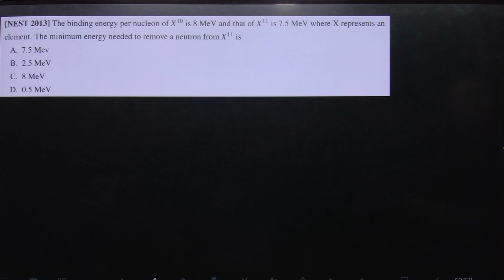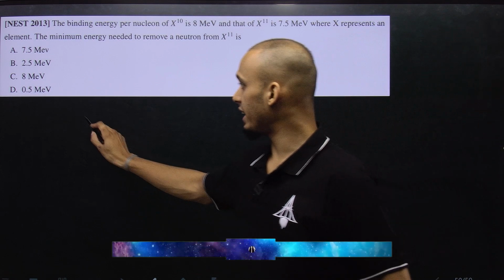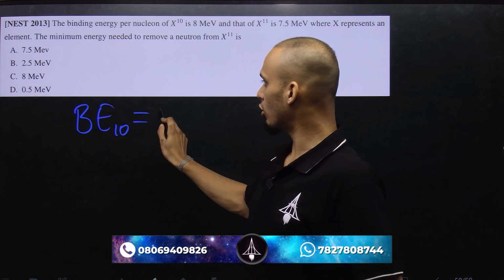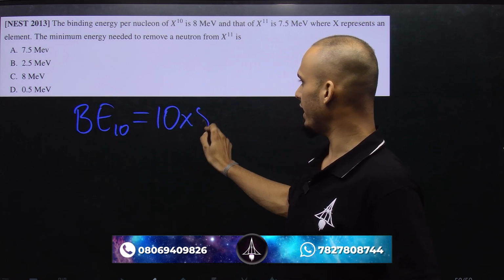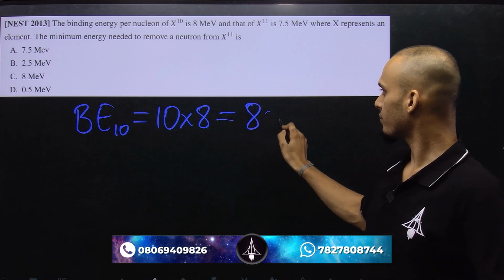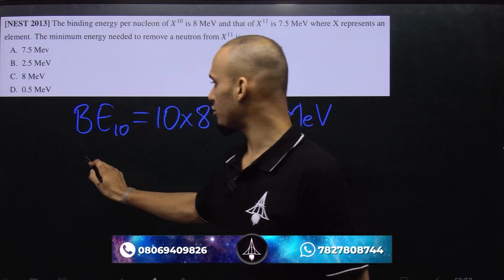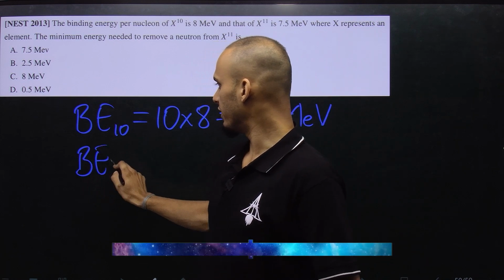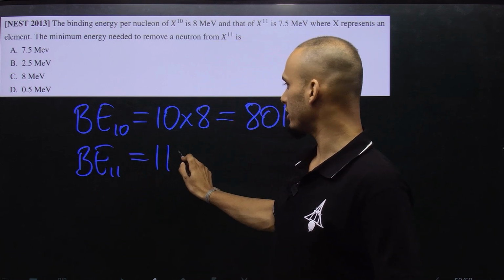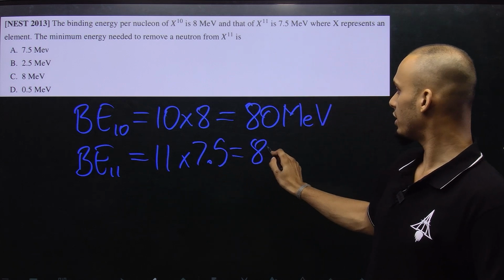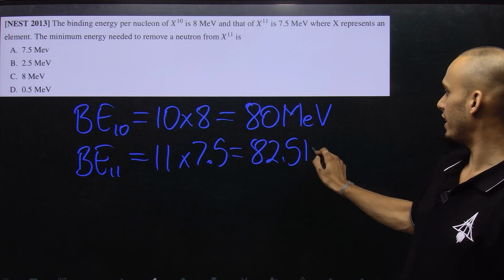Last question, we have binding energy per nucleon of X10 is 8 MeV. So the total binding energy of the 10 isotope will be equal to 10 nucleons into 8, that's equal to 80 mega electron volts. And similarly, the binding energy of the 11 isotope will be equal to 11 nucleons into 7.5, that's equal to 82.5 mega electron volts.